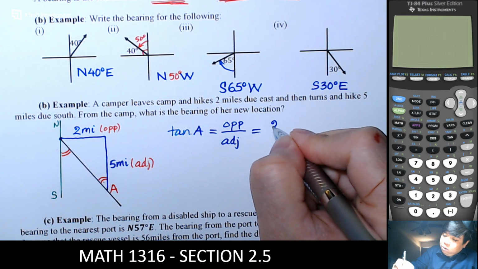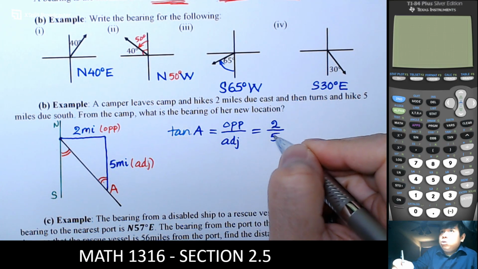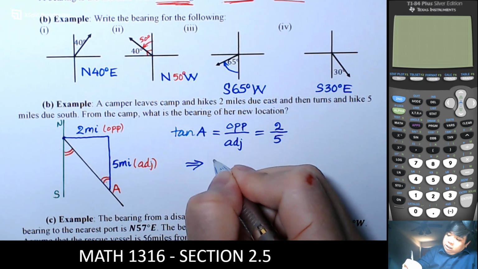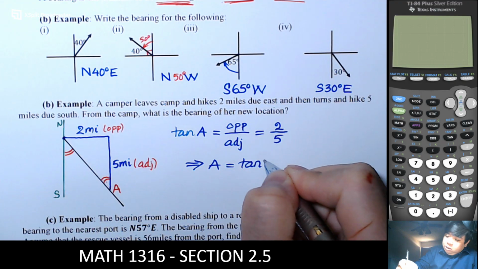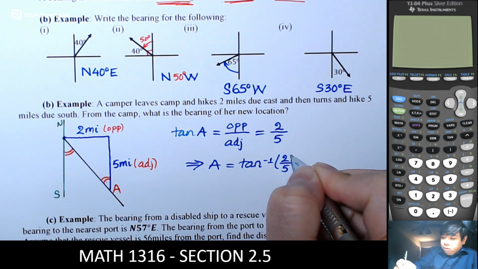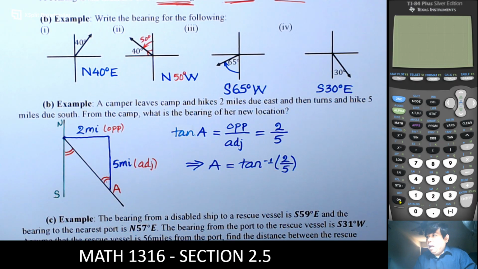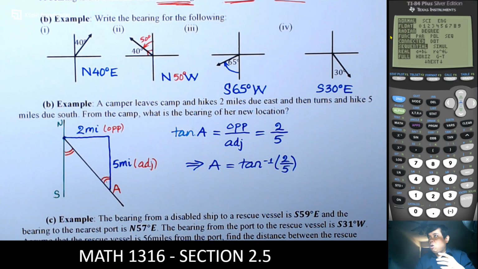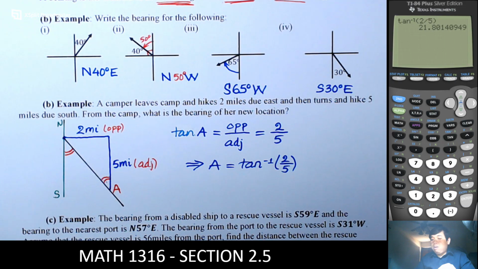And opposite to adjacent is 5. So 2 over 5. And then the angle A will be the tangent inverse of 2 over 5. Now, just use the calculator. We assume we want the degree measure, so make sure you are in degree mode. The default is usually radian, but before we do, make sure it's in the radian mode or the degree mode. So this is in degrees. So tangent inverse of 2 over 5, and you have about 21.8 degrees.